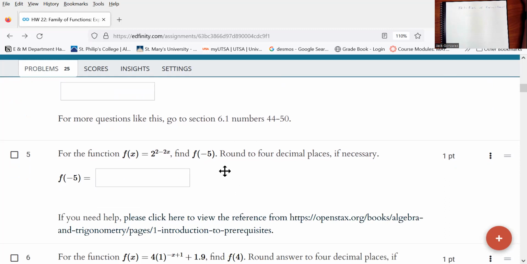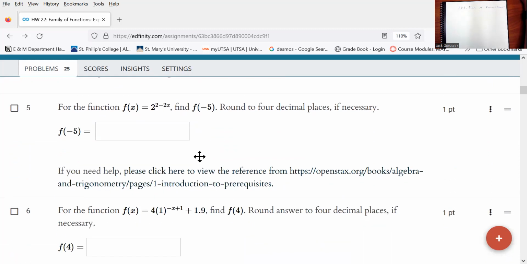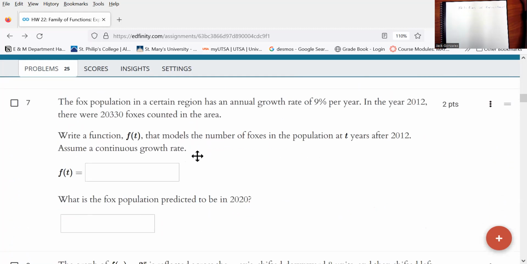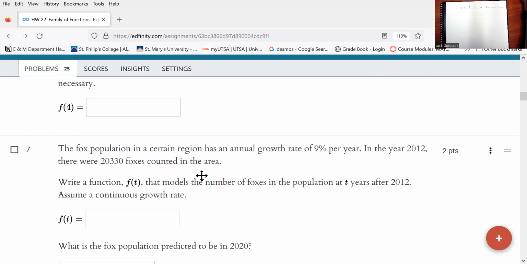Number 5 here, same thing. Plug in -5, see what happens. Okay. This is, I think, a predator-prey model. Let me see. Population. It's just a regular growth.